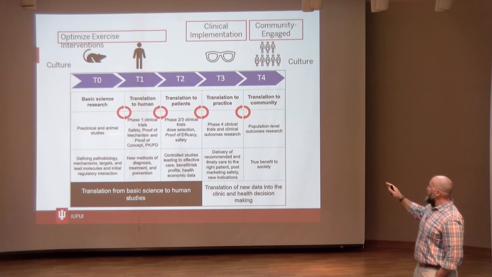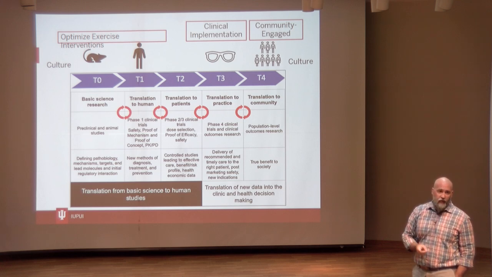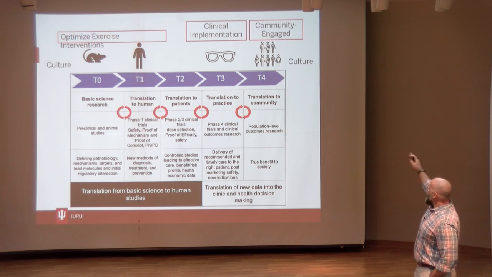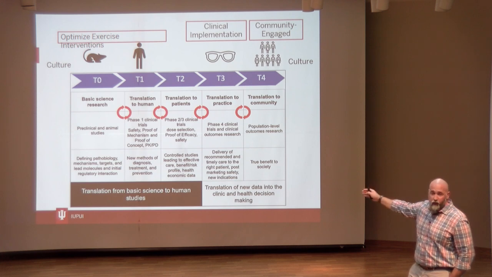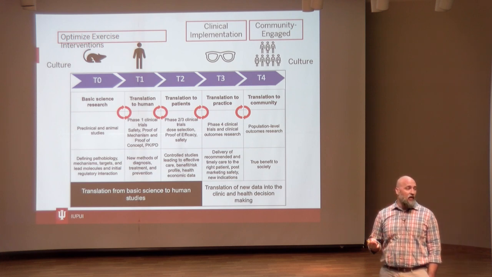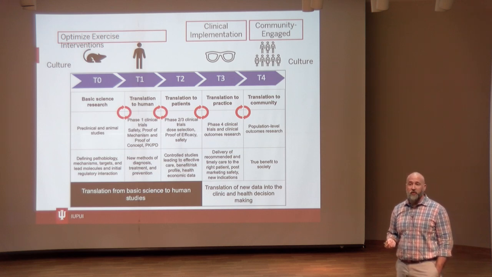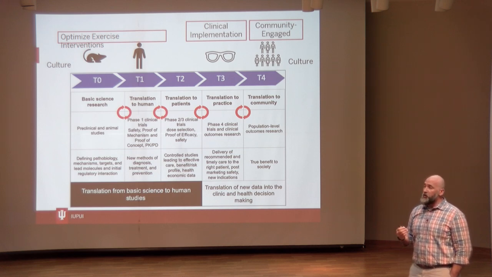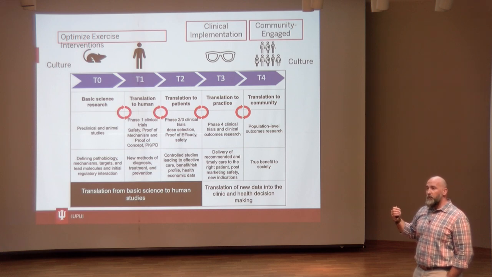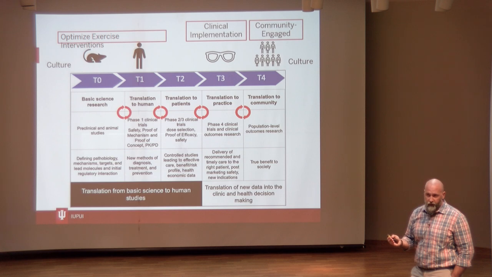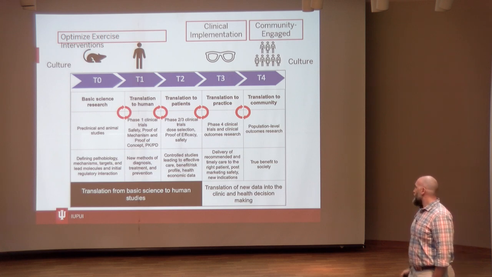From a basic science standpoint, I'm trying to figure out how to optimize exercise prescription for those with CKD to really benefit their musculoskeletal health. At the back end, from the cultural or community-engaged perspective, it's trying to figure out, once we get the optimized dose, how do you get people to do it? Because people with chronic kidney disease don't want to exercise. So we're trying to figure out what cultural and individual perspectives, beyond just traditional barriers research, can help people become more active.